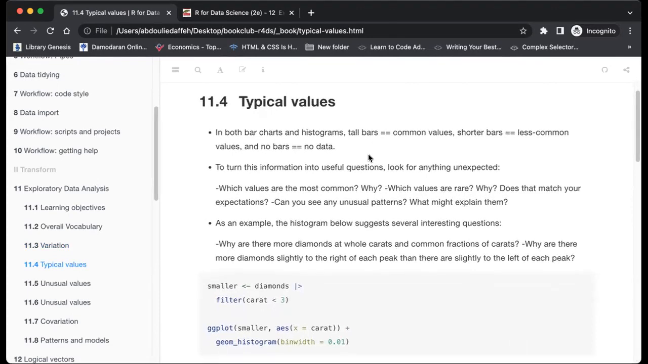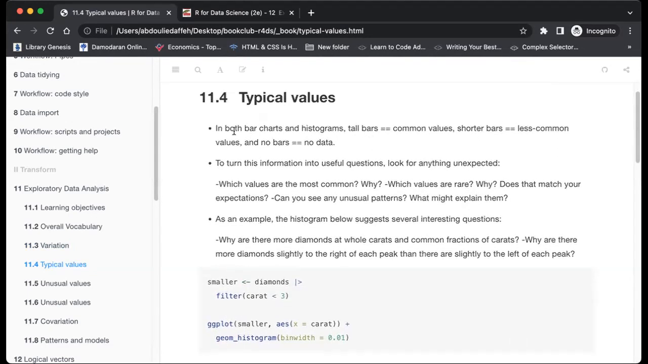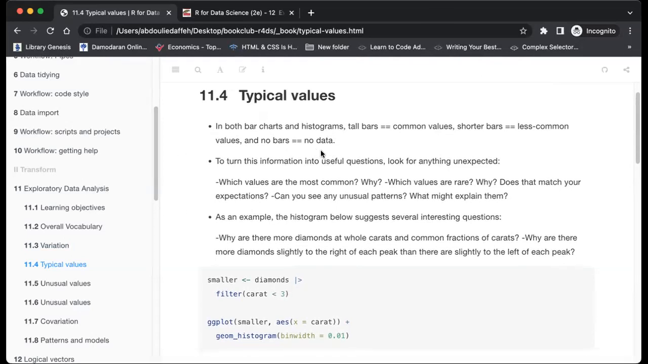No, go on. Yeah. So it's just giving an overview of a bar chart and a histogram, saying that the tall bars indicate the values with the highest frequency, and the short ones the lower frequency. And if you don't see any bar, it indicates that there is no data, something like this.